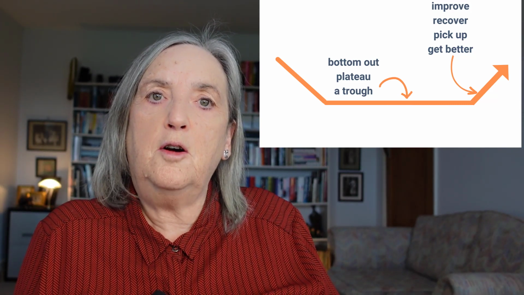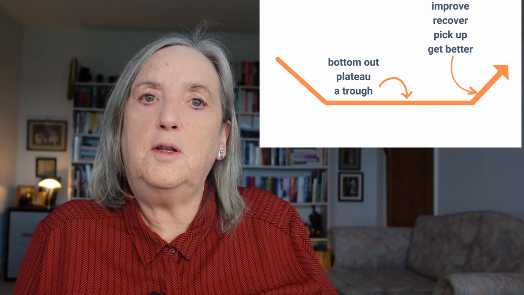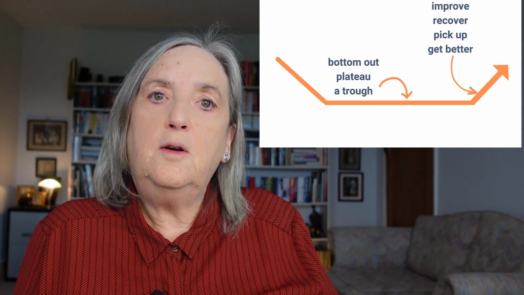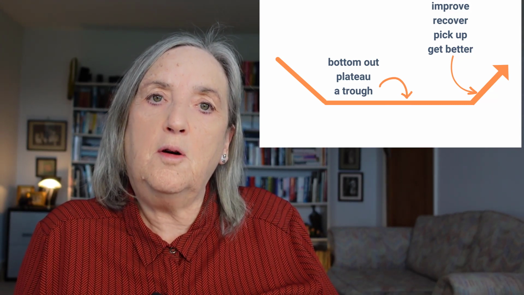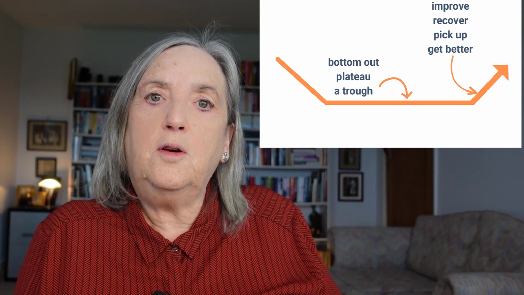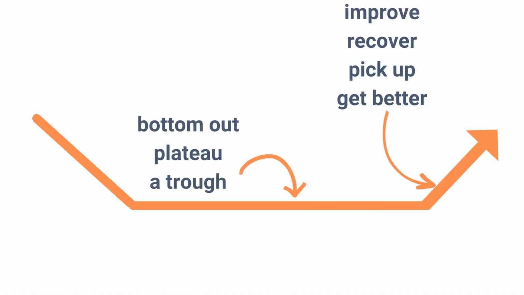And when you've had a low point and the numbers begin to rise again, or the trend begins to change again and go upward, then you can use words for getting better. So to improve, to recover, to pick up, and to get better. So these are the different kinds of trends that you can talk about. And again, vary your vocabulary and learn vocabulary for each kind of trend. This will also save you time in the exam.